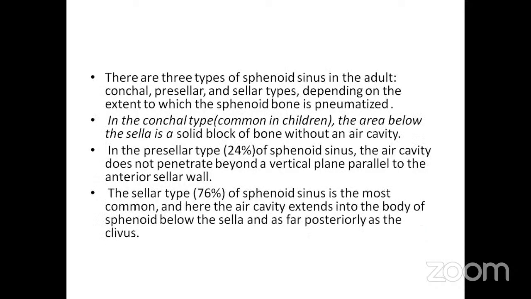And due to this, the sphenoid sinus in adults is divided into three types. We have a conchal, a pre-sellar, and a sellar type of sphenoid sinus. So what do these words mean? Basically, it depends on the extent to which the sphenoid sinus is pneumatized. In a conchal type, which is the most common type in children, C for conchal, C for children, the area below the sella is a solid block of bone without any air cavity.